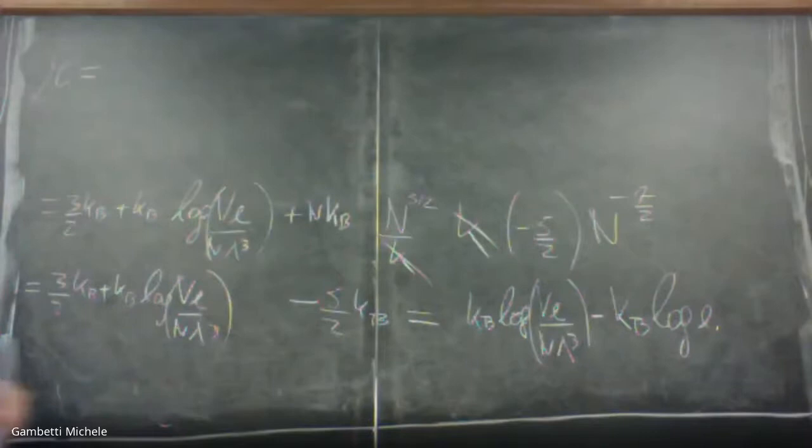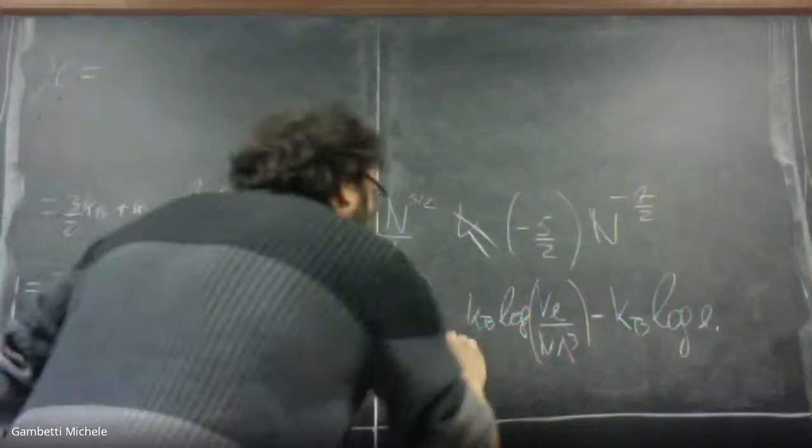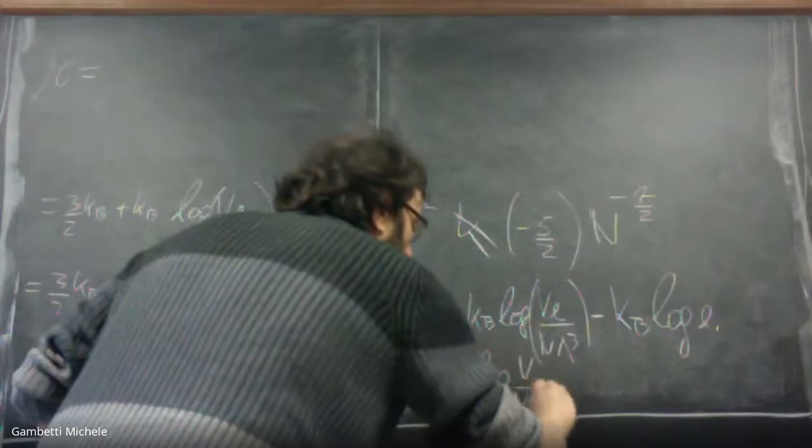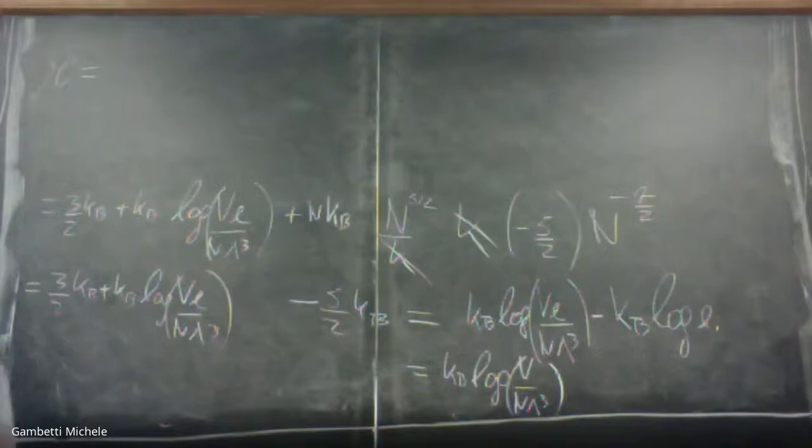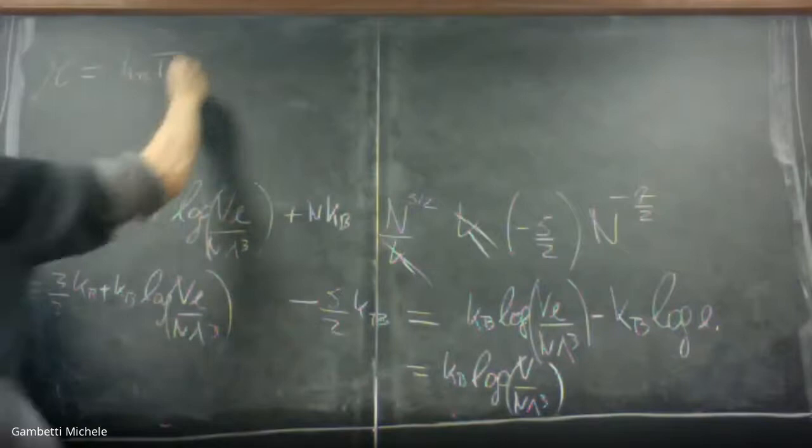my chemical potential, this was minus T times this derivative. Now this is equal to kB logarithm of V divided by N lambda cubed. Now you have to multiply by T, so by minus T. So therefore, the chemical potential is kB T, the logarithm of N lambda cubed divided by the volume.